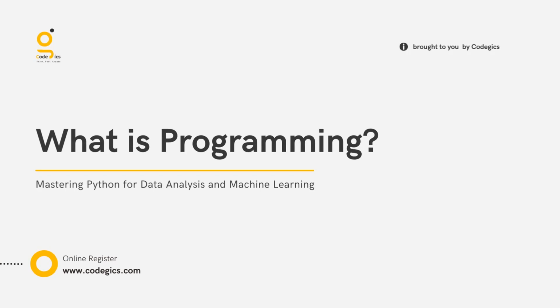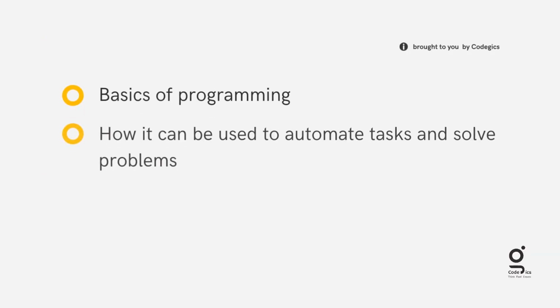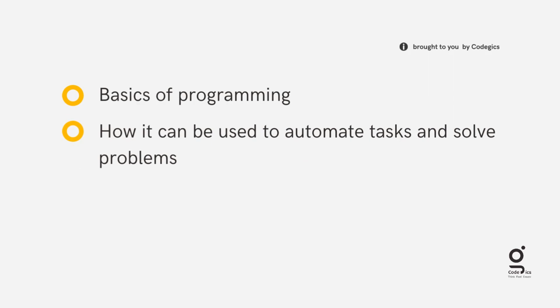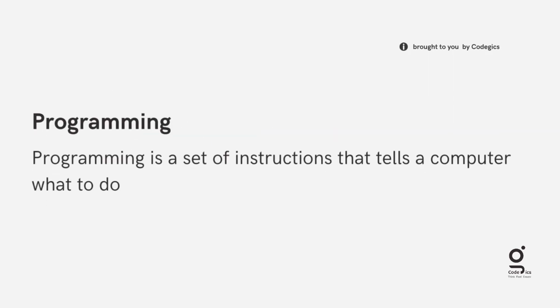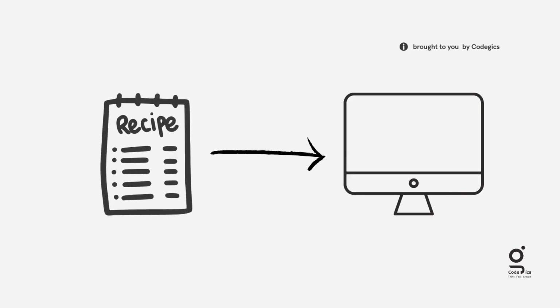In this video, we'll explore the basics of programming and how it can be used to automate tasks and solve problems. At its core, programming is a set of instructions that tells a computer what to do. Think of it as a recipe for your computer. Just like a recipe, programming involves breaking down the task into smaller, more manageable steps.